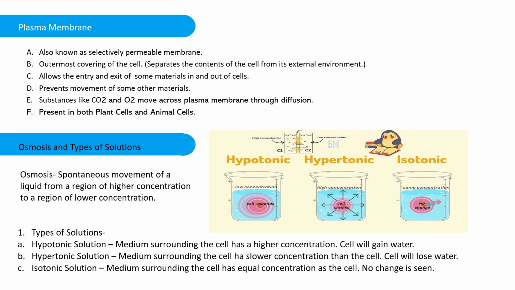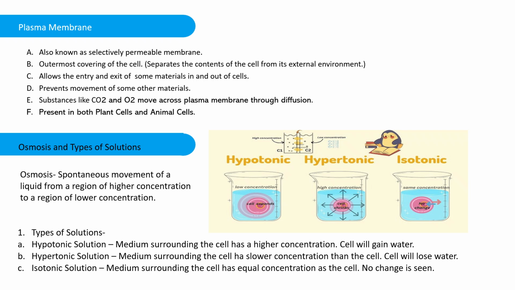Now let's understand the plasma membrane in detail. The plasma membrane is also known as the selectively permeable membrane, the outermost covering of the cell that separates the contents of the cell from its external environment. The plasma membrane allows the entry and exit of some materials in and out of the cell. As we have seen, the plasma membrane is the outer covering boundary of the cell, so anything that wants to enter the cell needs permission.